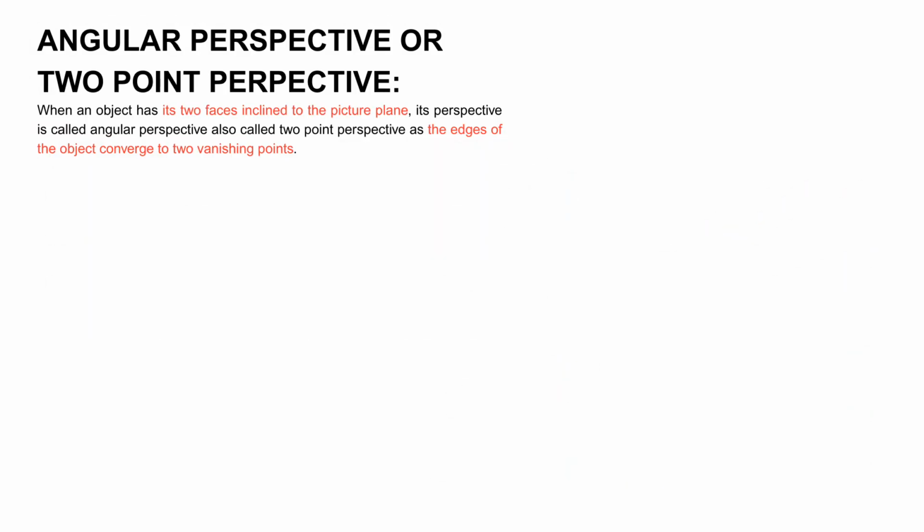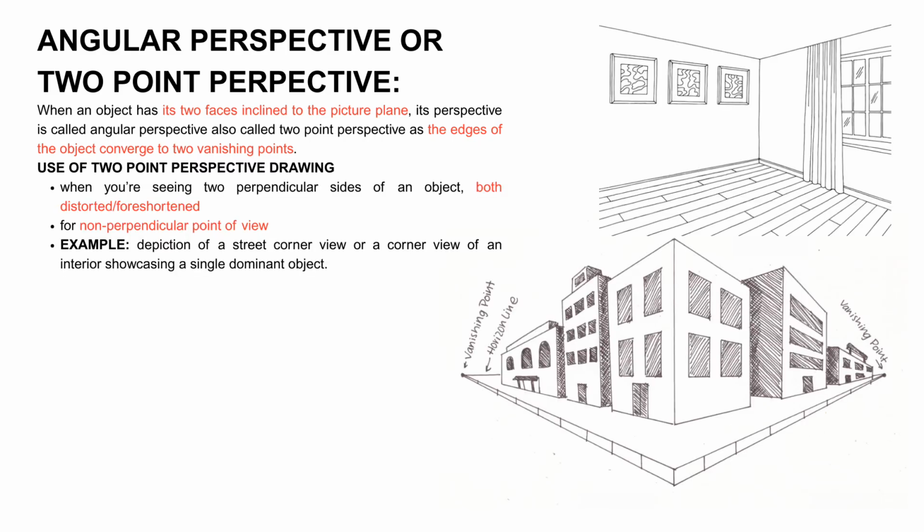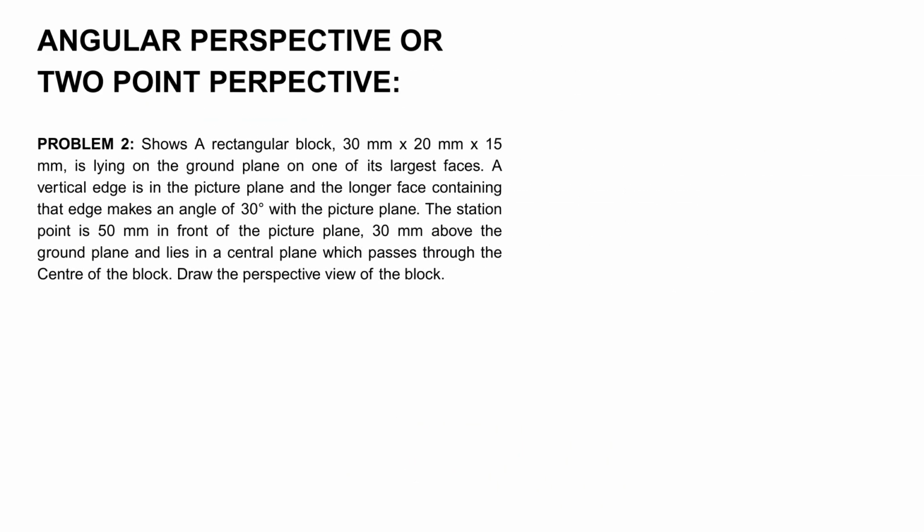Let's discuss two-point perspective. When an object is placed at an angle, its two receding faces converge at two vanishing points. This type of perspective is used for showing two sides of a building. It can also help to create street corner views. Some examples are shown in the figure. Let's discuss the second problem in two-point perspective.